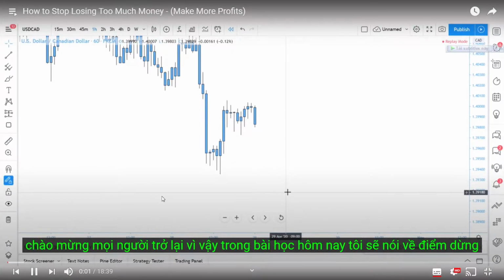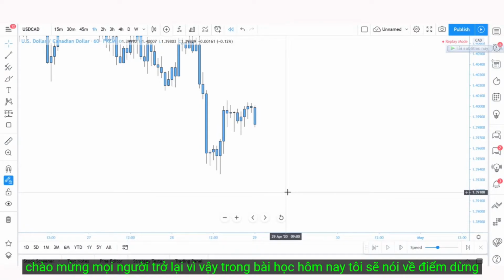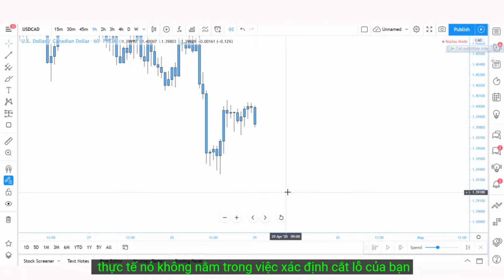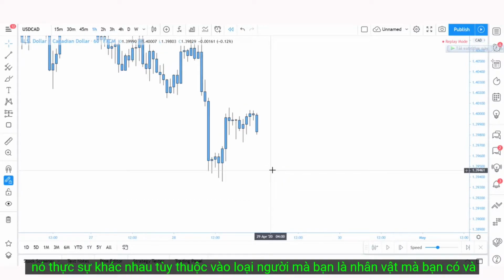Welcome back, everybody. So, on today's lesson, I'm going to be talking about stop loss placement. Now, a lot of traders find this very difficult when really, in actual fact, it's not. In determining your stop loss, it really varies on the type of person you are, the character that you have, and the time that you have to actually trade.